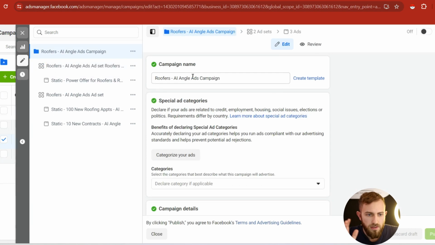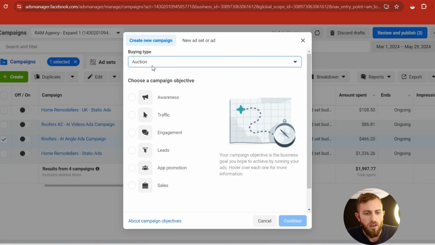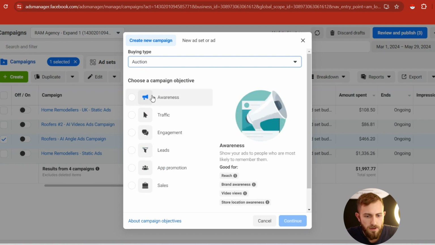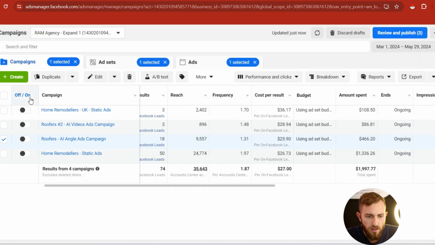Okay, so the first thing that you want to do is create a campaign. If you don't have any campaigns set up, you just need to go over here in the campaign tab and then click on create. And then over here, you would basically just leave this at auction. And for the specific strategy that I'm going to talk about today, you would have to click leads over here. Okay, so you click leads and then you click continue.